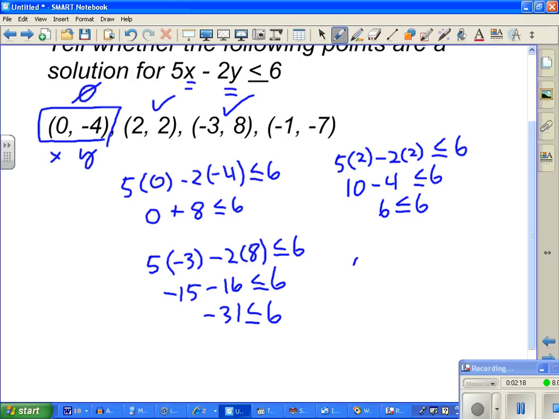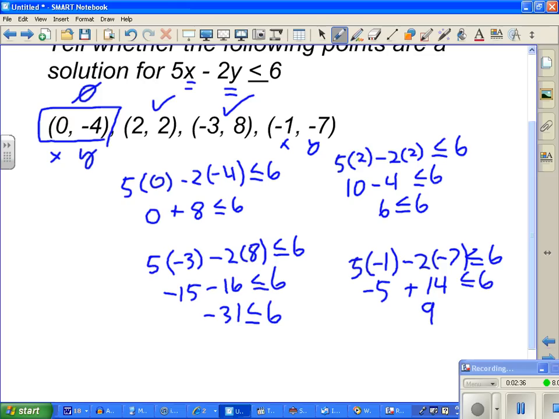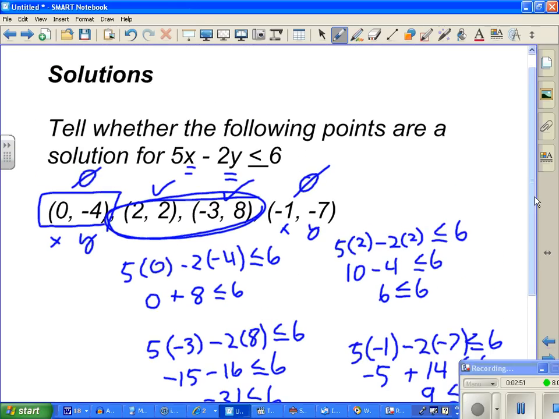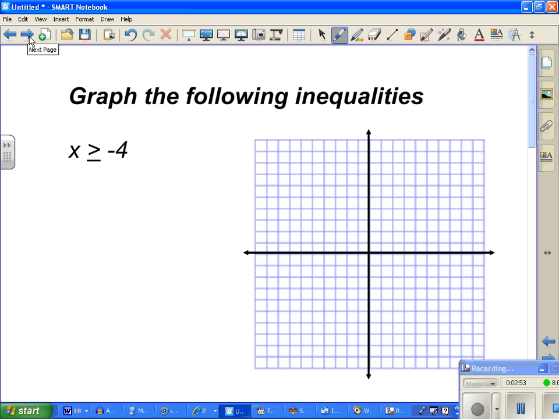Next one. 5 times negative 1 minus 2 times negative 7. Again, I'm just plugging in x's and y's. Is less than or equal to 6. Well, negative 5 plus 14 is less than or equal to 6. This is 9 is less than or equal to 6. That's not true. So these two are the only 2 points that are solutions. You're just plugging in, figuring out what works. And we'll use that in our graphing here.